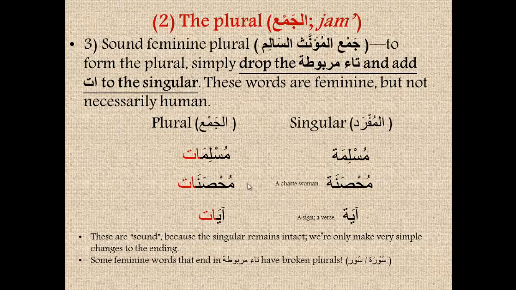These are sound again, just like the sound masculine plurals, because the singular form remains intact, pretty much, except for the ta marbuta being dropped off. Everything else in the singular appears in the plural. We are only making very simple changes to the ending, adding at. Some feminine words that end in ta marbuta have broken plurals, so watch out. For example, the word surah, the plural is suwar. This is broken. It is not surat. So pay attention to these and make sure to memorize those.